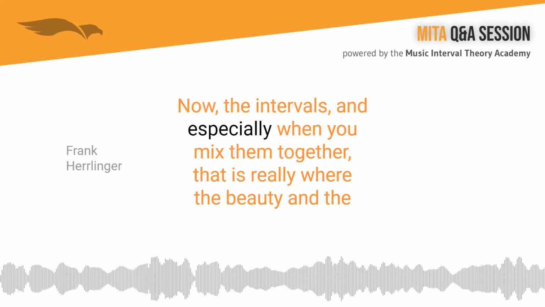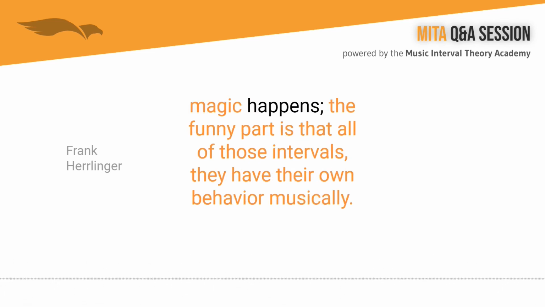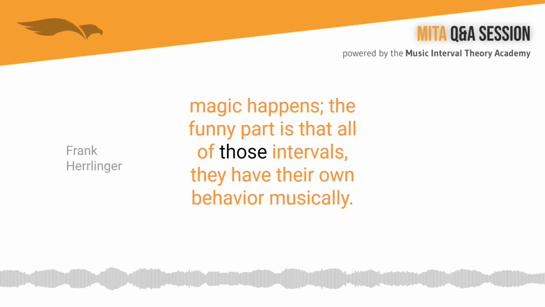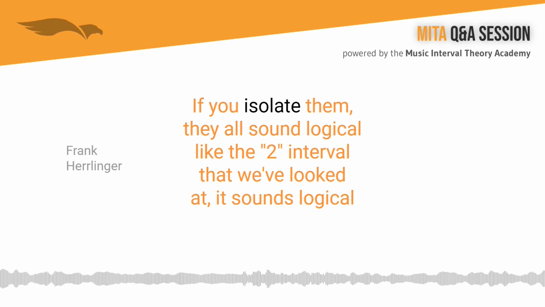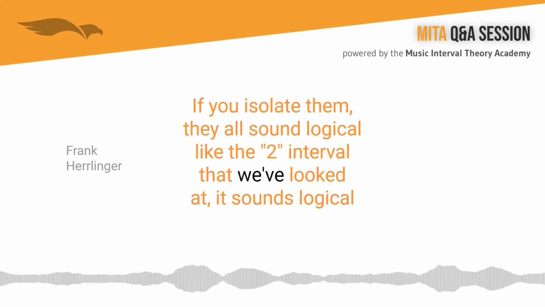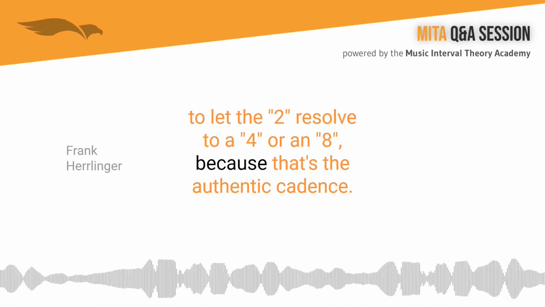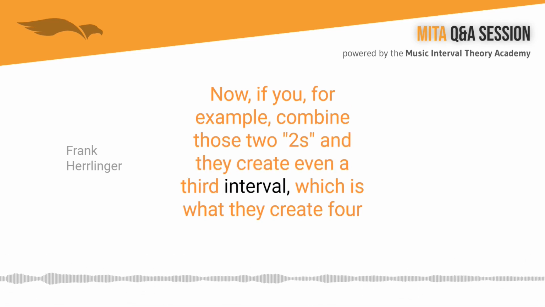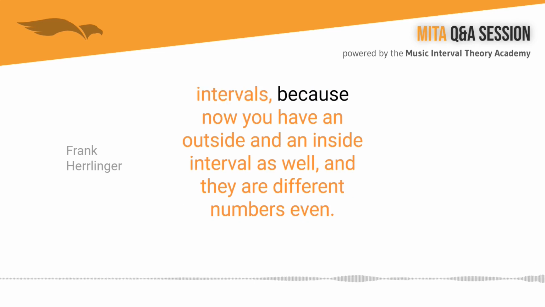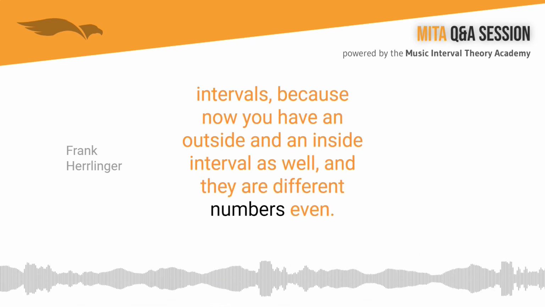Now the intervals, and especially when you mix them together, that is really where the beauty and the magic happens. The funny part is that all of those intervals have their own behavior musically. If you isolate them, they all sound logical, like the 2 interval that we looked at. It sounds logical to let the 2 resolve to a 4 or an 8, because that's the authentic cadence. Now, if you combine those two 2s, they create even a 3rd interval, which is, well, they create 4 intervals, because now you have an outside and an inside interval as well. And they are different numbers even.